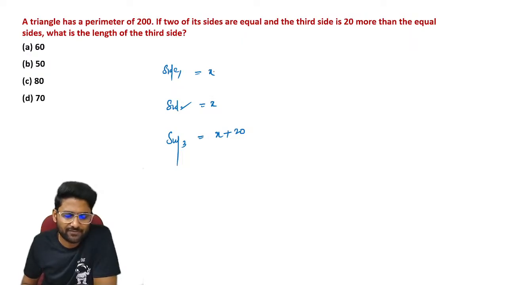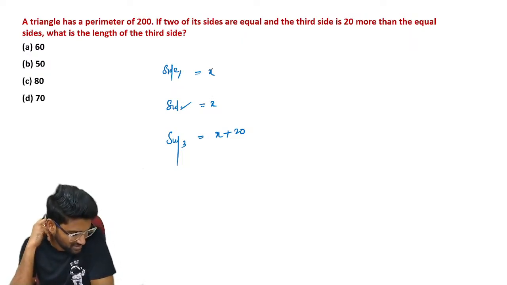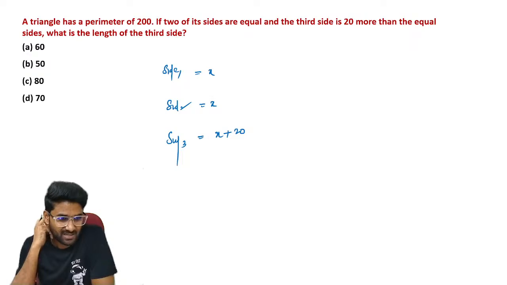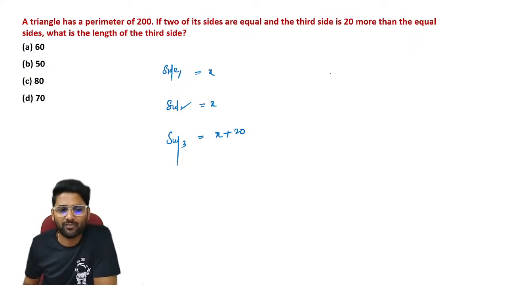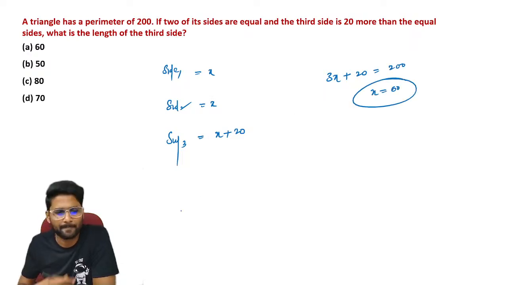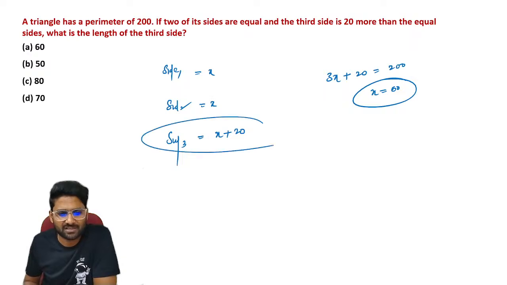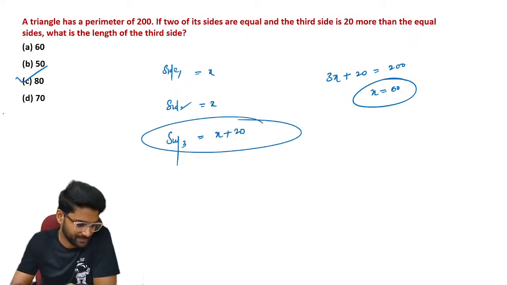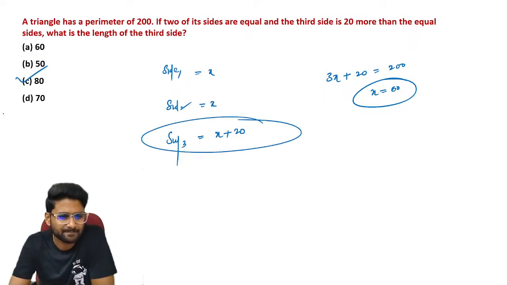You know that if two sides are equal, it's an isosceles triangle. Now the triangle perimeter is the sum of all the sides: 3x plus 20 is equal to 200. So you get x is equal to 60. Now what is the length of the third side? 60 plus 20 is 80. Simple.